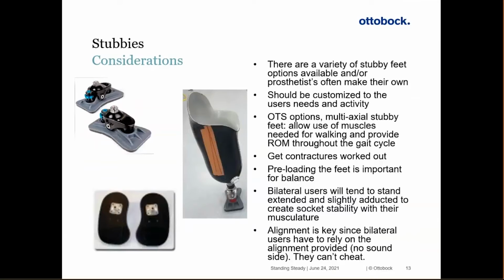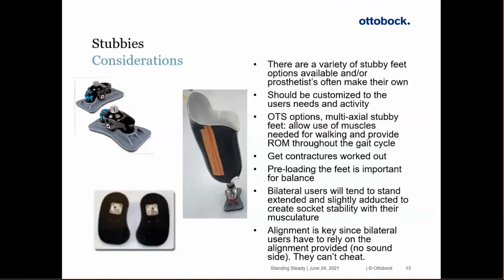So these are a couple of different pictures of different types of stubbies. There are some that are off the shelf, but typically a lot of prosthetists will make their own and customize them, again, to what the user needs. Do they need them to be a little bit bigger or a little bit smaller? Sometimes the off-the-shelf ones can be maybe bigger than they need, or some of them have motion. So the College Park design on the upper left, those are multi-axial. So they will allow the user to really use the muscles needed for walking and help provide that range of motion throughout the gait cycle. So that can be really beneficial for certain users.